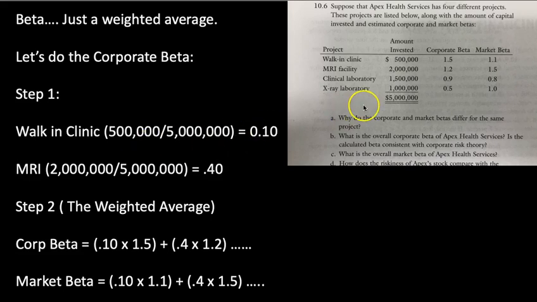Wonderfully, this problem they set it up for us. They gave us this nice chart. So the walk-in clinic amount invested was $500,000. The overall was $5 million. Math already done. I just need to know what the percentage of the walk-in clinic is to the whole. Basic, simple math. 500,000 divided by 5 million equals 0.10, which is 10%. Okay, let's do another one. MRI. That one, amount invested, you can see up here, 2 million. Remember, the total is 5 million, right?